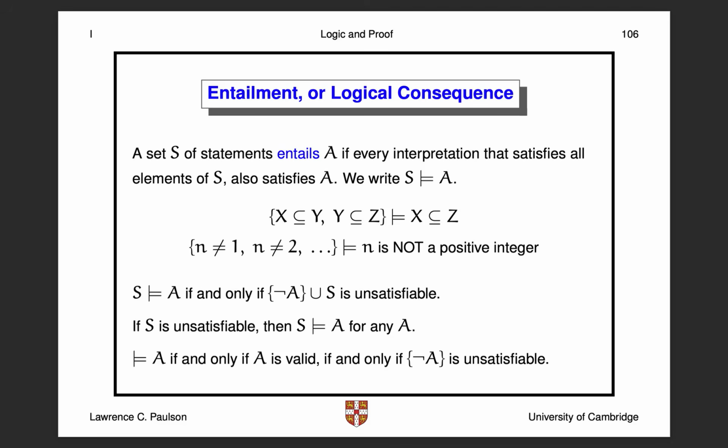Whereby it follows, I mean that any interpretation satisfying the infinite set of assertions on the left must satisfy the assertion on the right. Now, you may have noticed a little pattern here relating these two examples of entailment to the previous examples of unsatisfiable sets on the previous slide. And indeed, we find that S entails A if and only if not A joined with S is an unsatisfiable set.